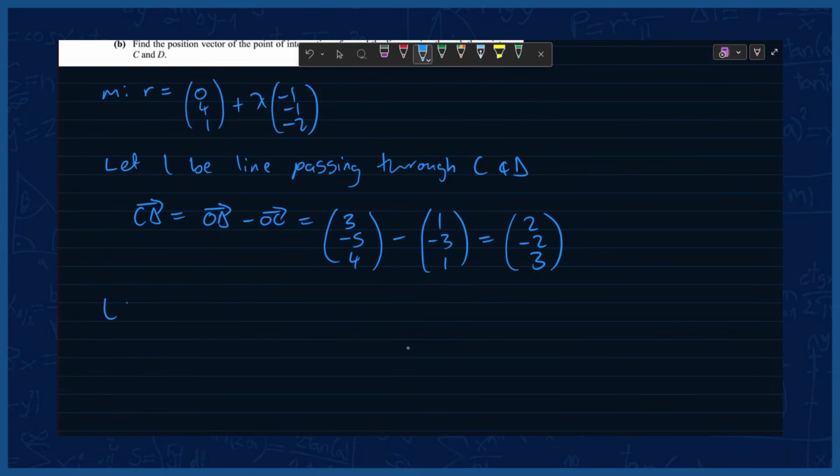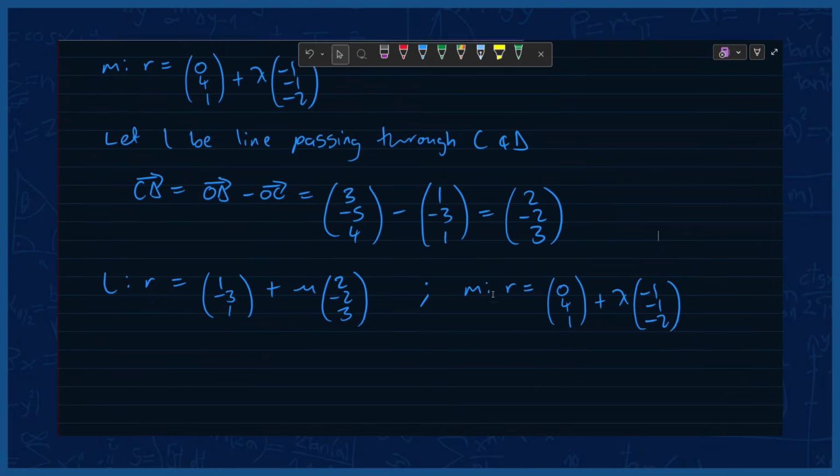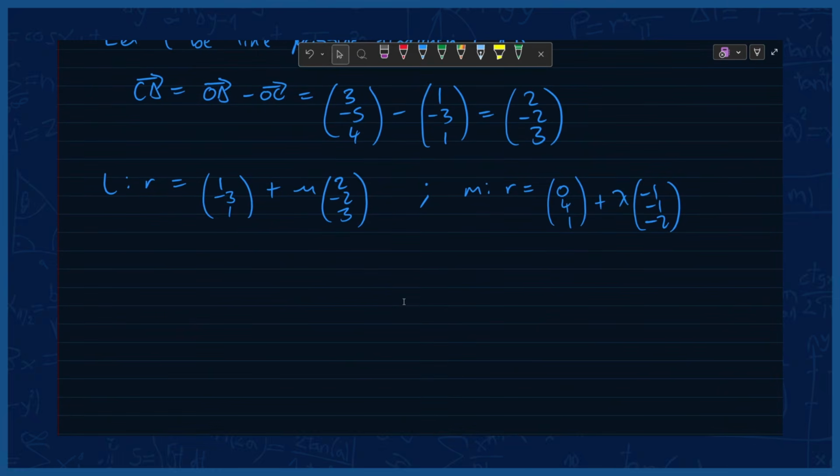So you can say our line L has the equation r equals, we can pick any point, either C or D. I'll use C, which is (1, -3, 1), plus, this time let's use mu because we've already used lambda, (2, -2, 3). And we said our other equation was M, and we want to find where these two equations intersect.